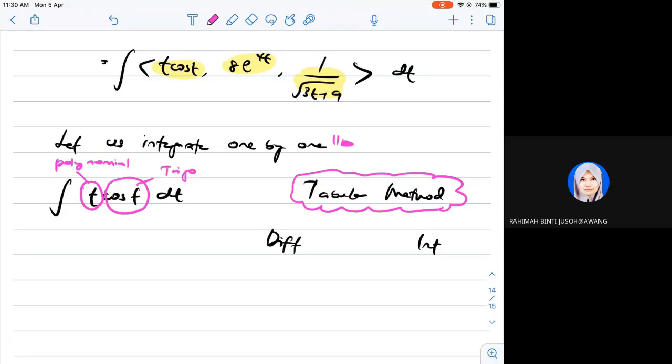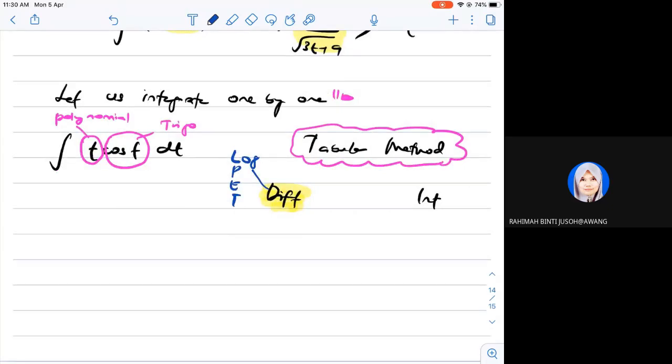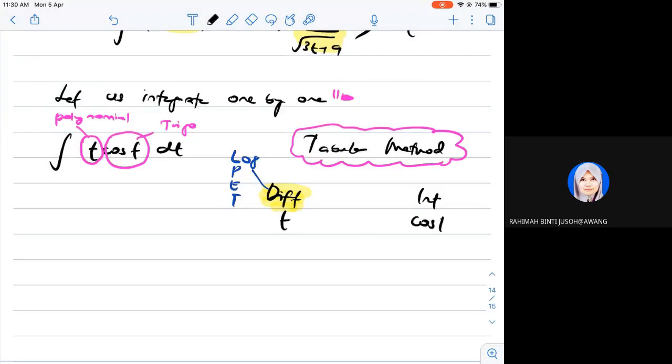Okay, so which one to be differentiated? Kita nak decide yang mana satu yang kita nak differentiate adalah berdasarkan formula LIPET. Which one comes first? So L tu log lah, of course, P polynomial, E exponential and T trigo. So dalam kes kita t cos t ni, which one comes first? T, sebab dia polynomial kan. Okay, so we choose t to be differentiated, and then we have cos t to be integrated.